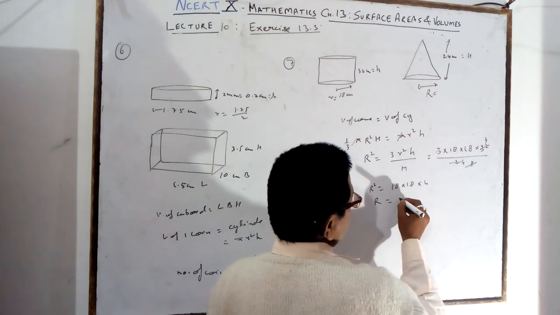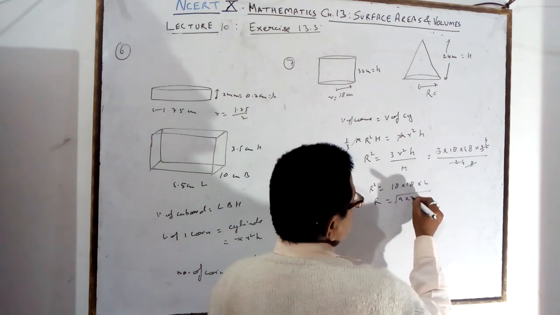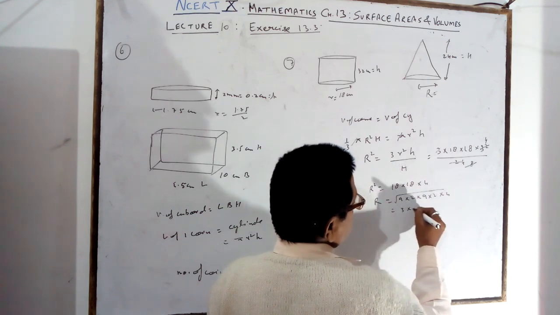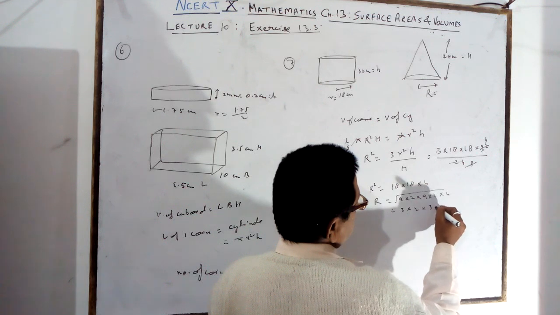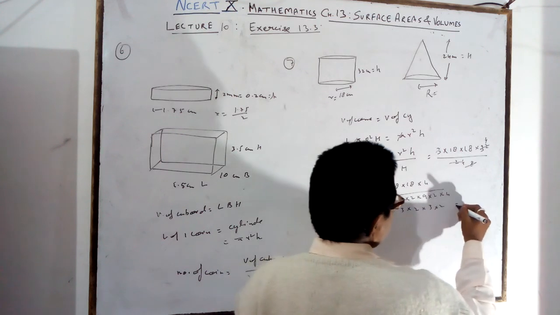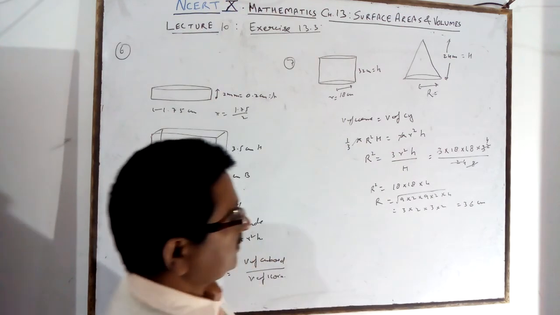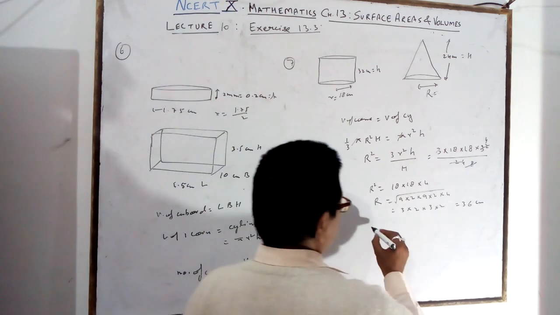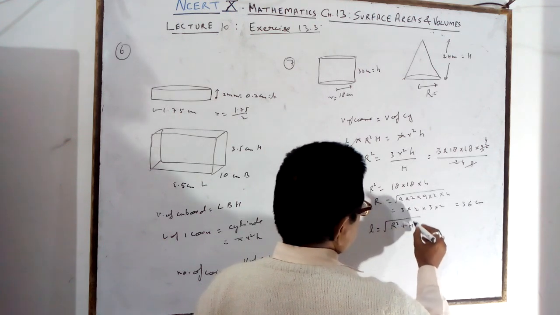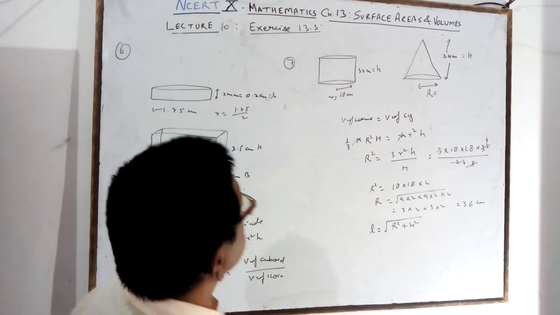So R is equal to 3 into 2 into 3 into 2, that is 36. What are you getting? 36 centimeter. L is equal to under root r square plus h square. Slant height you also want to find out, you calculate it.